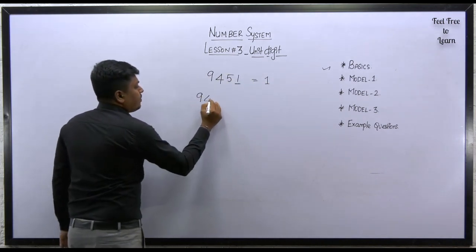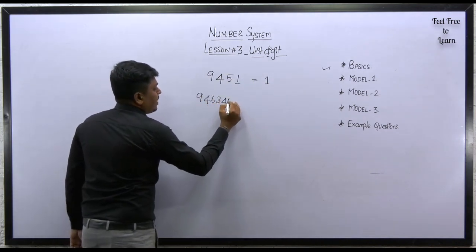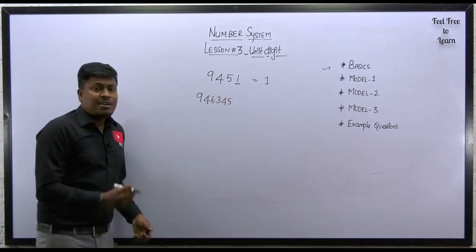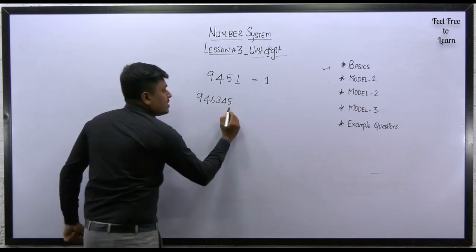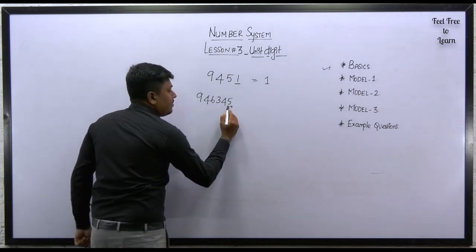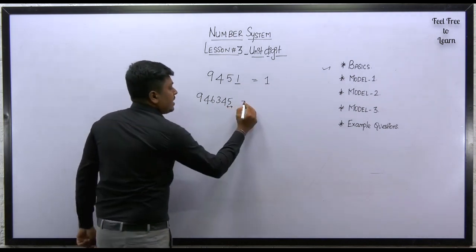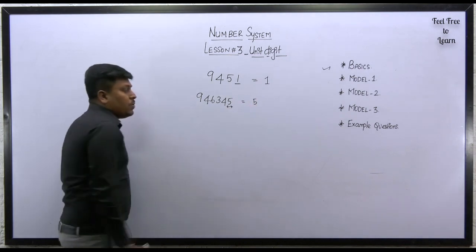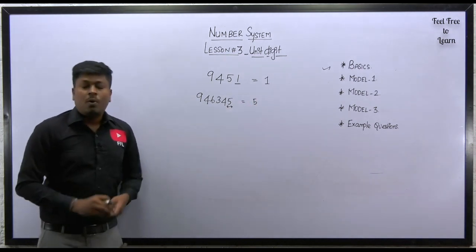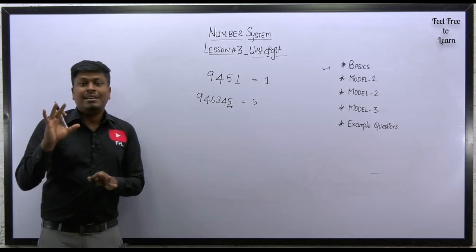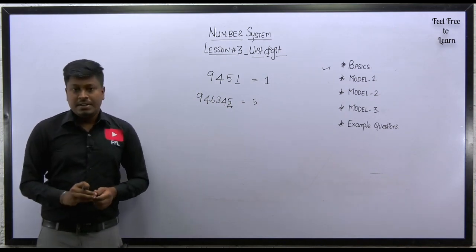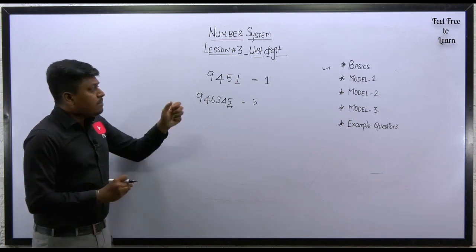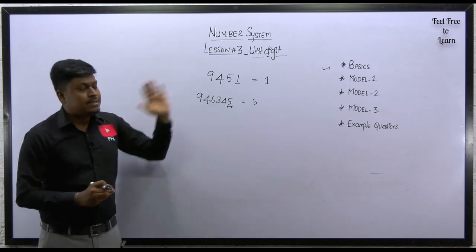Any number, right? Let me take 94635. In case they are asking what is the unit digit of the given number, what you need to say is that the last digit of the given number is 5. So we can say that for the given number, the unit digit will be 5. Always, unit digit means the last digit of your final answer. Understood? Let me take some basic questions and we can learn the basics first.